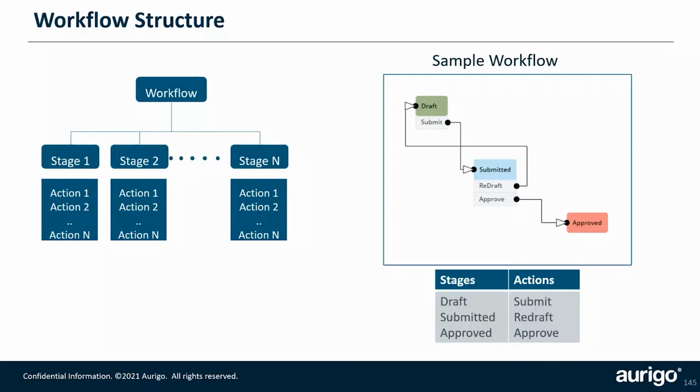And a typical workflow structure works in this way. By default, if you create a workflow, it creates a 3-stage workflow. Draft is the first stage. If anybody performs a submit action, it goes to the submitted workflow stage. From there, they have the ability to either send the record back to draft stage or approve it, which will go to the final stage, which is approved.